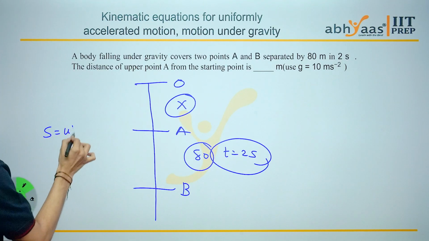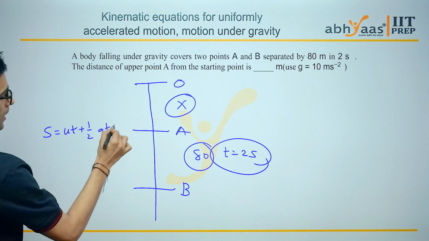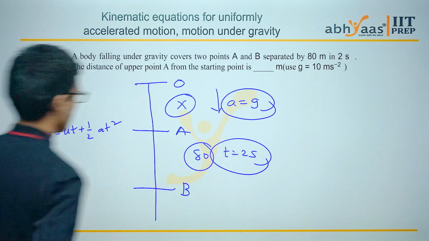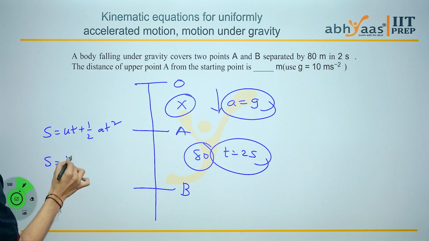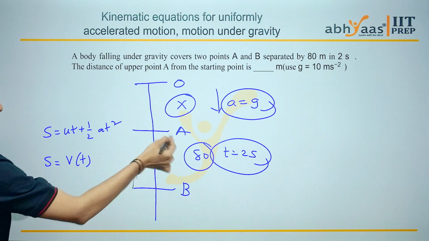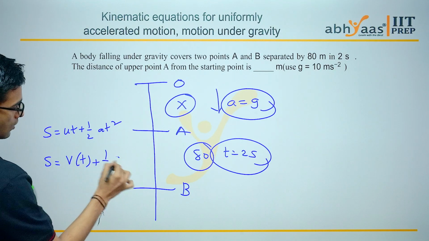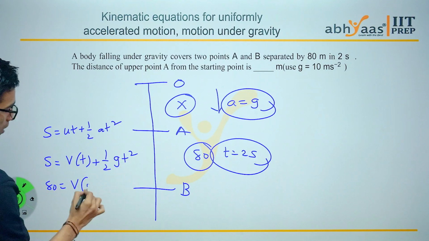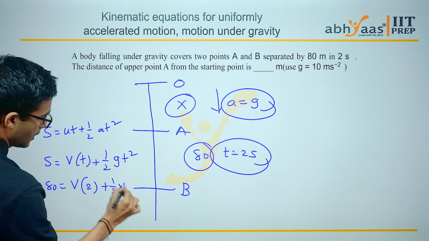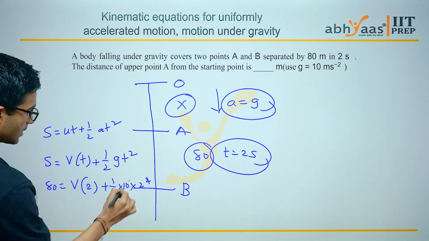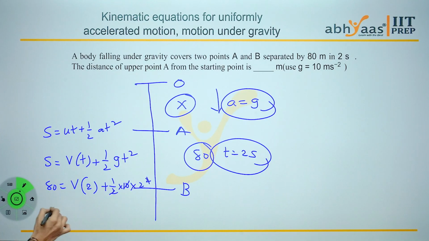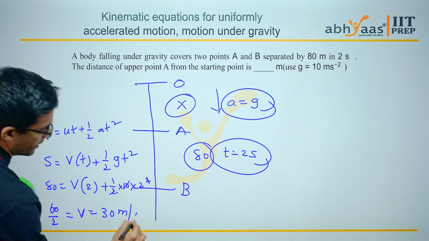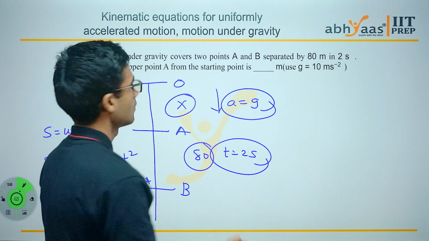S is equal to ut plus half at square. Here the body is freely falling, which means acceleration is equal to acceleration due to gravity. S is equal to v into t, here if you consider u, v plus 1 by 2 into g t square. 80 is equal to v into 2 plus 1 by 2 into 10 into 2 square. So cancel this 2 to 20, that is 60 by 2, that is v is equal to 30 meter per second.